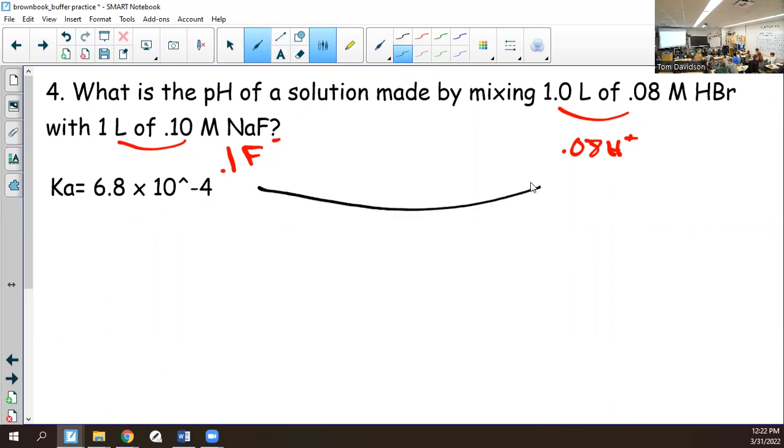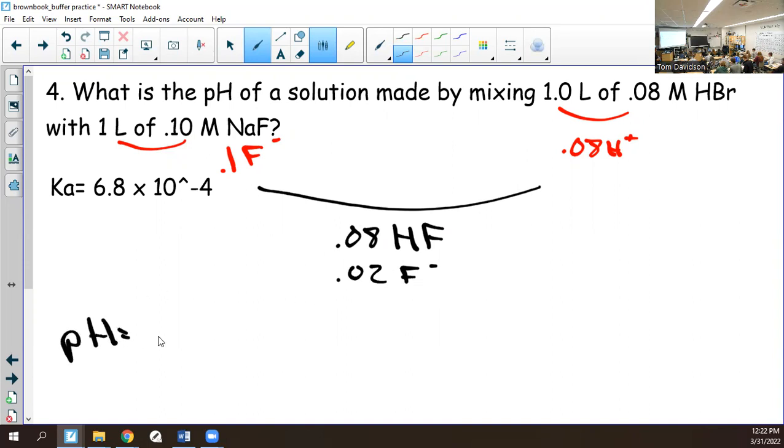So how much acid do I make? Is there excess F minus? What is its concentration? Are we all right with that? So finally, is this a buffer? Yes.